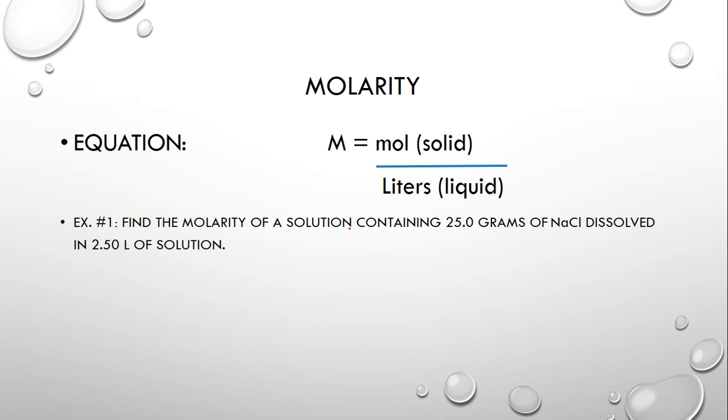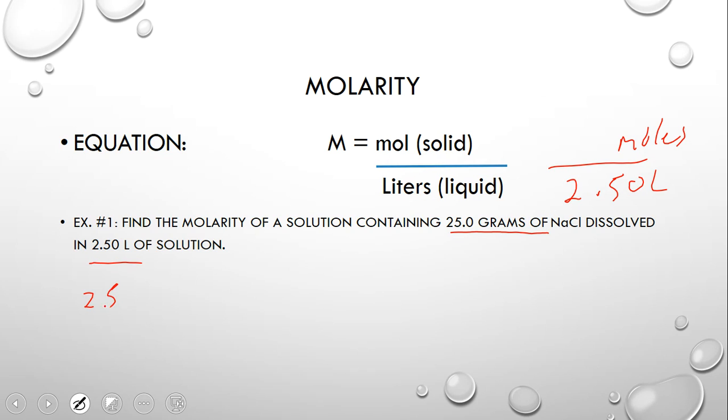So in this case, the moles of solid we don't have. We have 25 grams of NaCl. So we don't have moles, but we do have the liters, 2.5 liters of solution. So we already know the bottom part of this is going to be 2.5 liters of solution. And what we need then is the moles of solid. And how are we going to get that? We're going to use that 25 grams of NaCl.